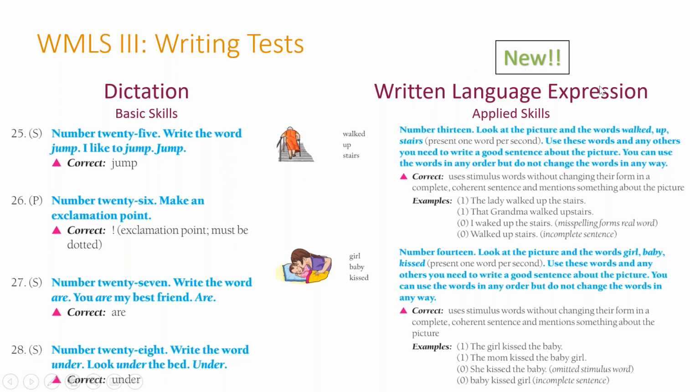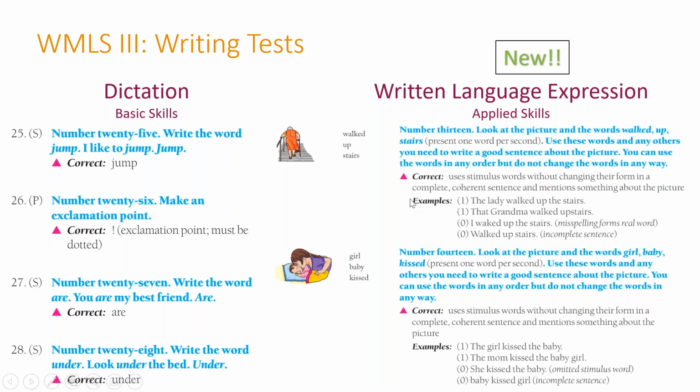And then the new written language expression is the measure for applied skills. This one, they're provided with a picture with 3 words. They're told to look at the picture and the words walked up stairs. Use these words and any others you need to make a good sentence about the picture. You can use the words in any order, but do not change the words in any way.